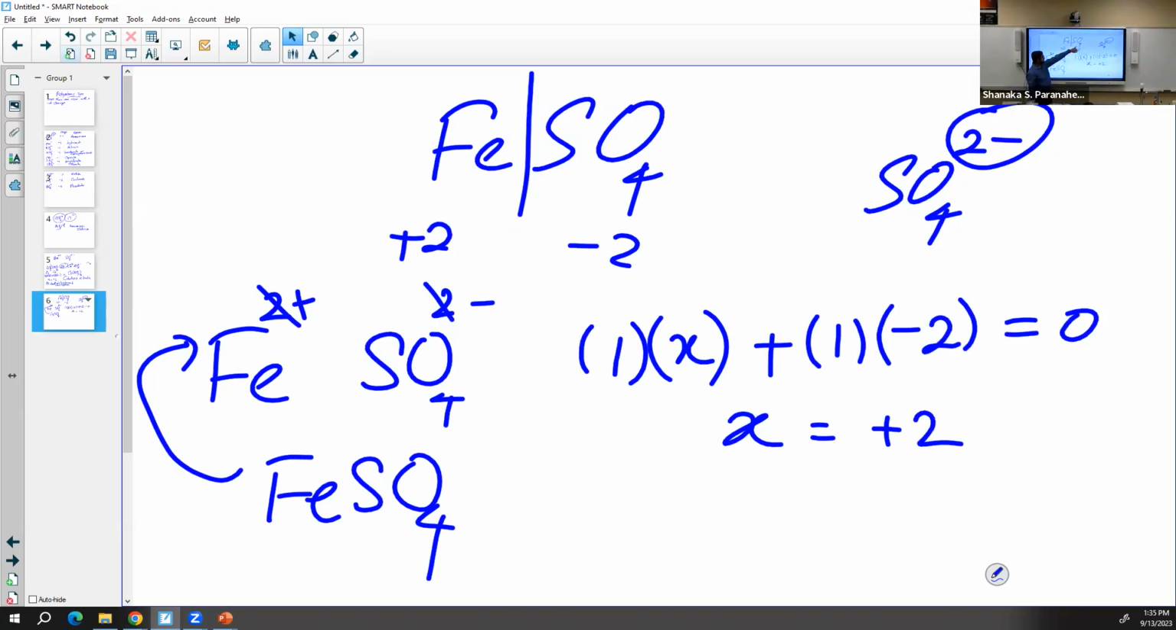So one of the common mistakes is some students will pick the number of polyatomic units as 4. It's not 4 because that 4 belongs to the polyatomic group. So if there is more than 1 polyatomic group, you will see the parentheses and a number outside of the parentheses. Okay. So the name is iron 2 sulfate.